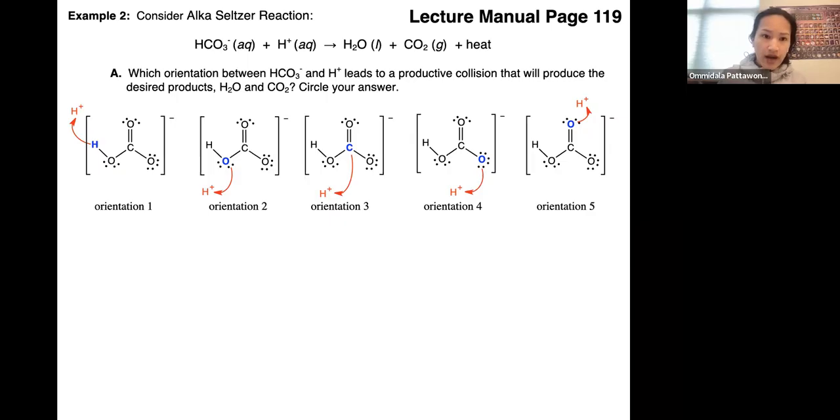Our result would be the product, right? So remember, our result needs to be water and carbon dioxide. That means any collision that doesn't look like it's going to form water and carbon dioxide is going to be an unproductive collision.